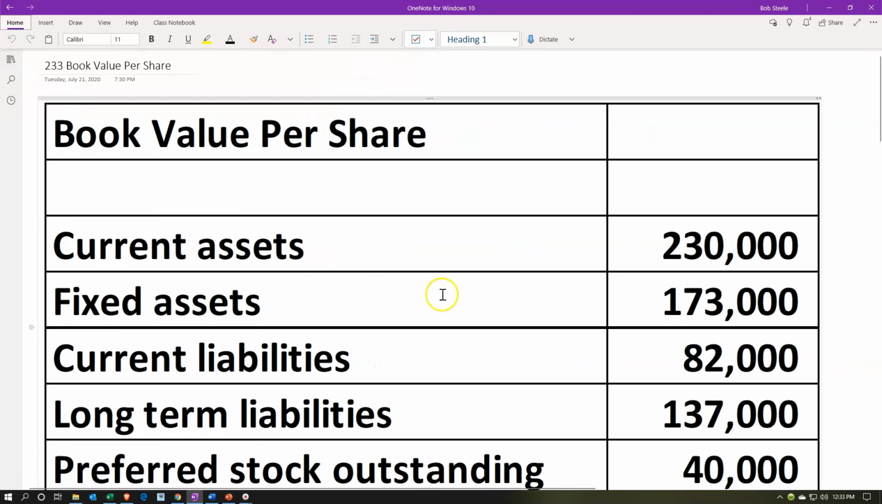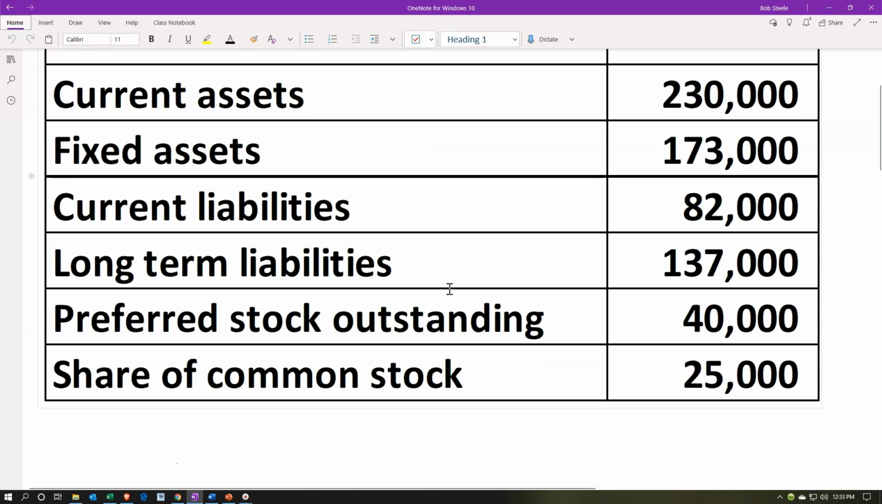Closing this back up, we're going to have our information up top, and then we'll do our calculation with that information down below. We're going to be looking at the book value per share calculation. We've got our data to do so, which is going to include our current assets, fixed assets, current liabilities, long-term liabilities, preferred stock outstanding, and shares of common stock. We are, in essence, going to use this information to create basically an accounting equation.